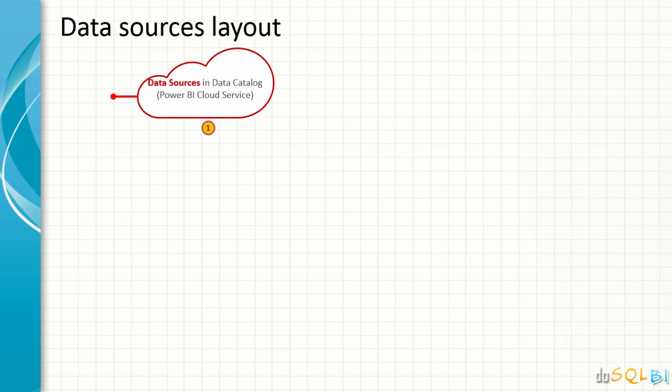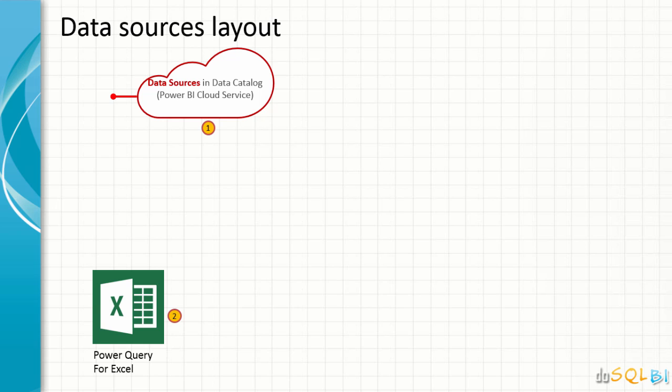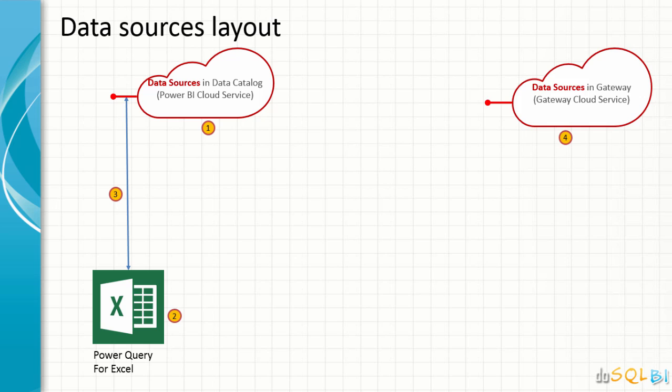Data sources layout in Power BI. Power BI facilitates publishing queries and data sources to data catalog. This data catalog is hosted in Power BI Cloud Service. And we use Power Query for Excel to create, manage, and use those queries that are added to data catalog. Another option that Power BI provides is to add the data sources to data management gateways.